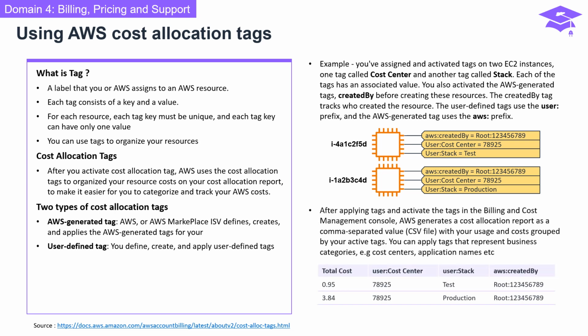After applying and activating these tags in the Billing and Cost Management console, AWS generates a cost allocation report in CSV format. This report provides a detailed breakdown of your usage and costs, grouped by your active tags. You can apply tags representing various business categories, such as cost centers or application names.